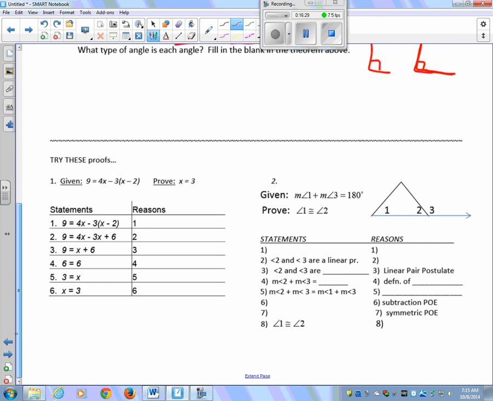Okay, so that's it for the theorems. We are going to discover how to use those in proofs a little bit more. But there's two proofs to practice here. You should try them on your own and then turn the video back on and check your answers.